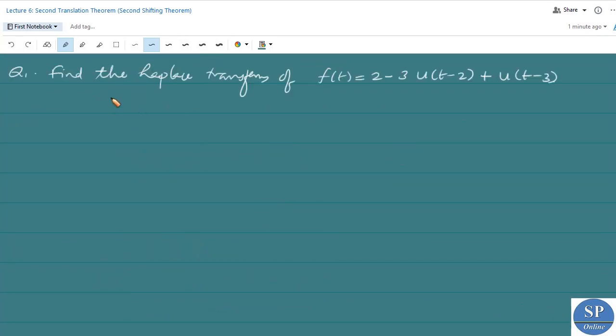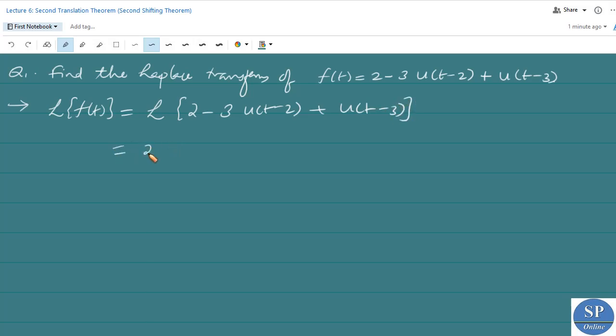Now we can discuss an example. Find the Laplace transform of f(t) equal to 2 - 3u(t-2) + u(t-3). So here we have the unit step functions. So we have L{f(t)} equal to the Laplace transform of 2 - 3u(t-2) + u(t-3). By linearity we can write this as 2 L{1} - 3 L{u(t-2)} + L{u(t-3)}.